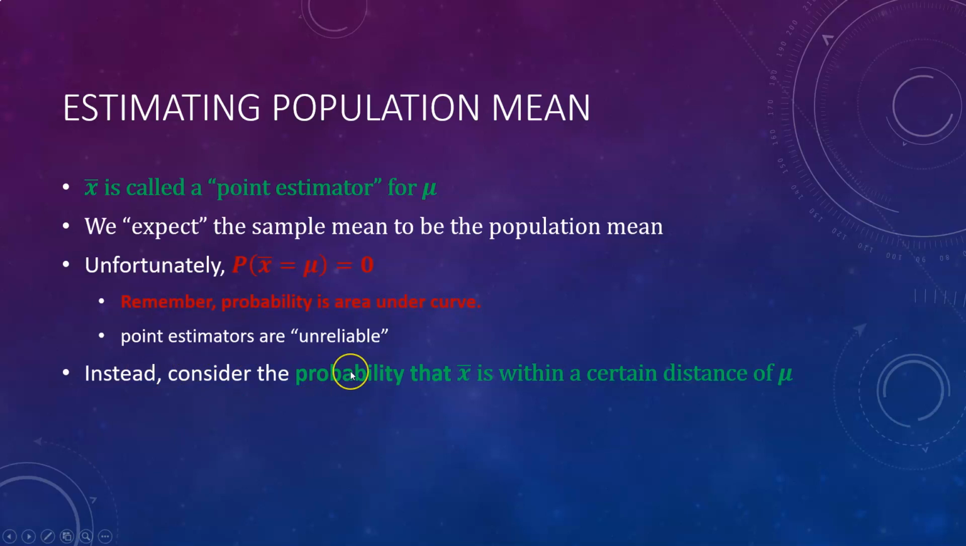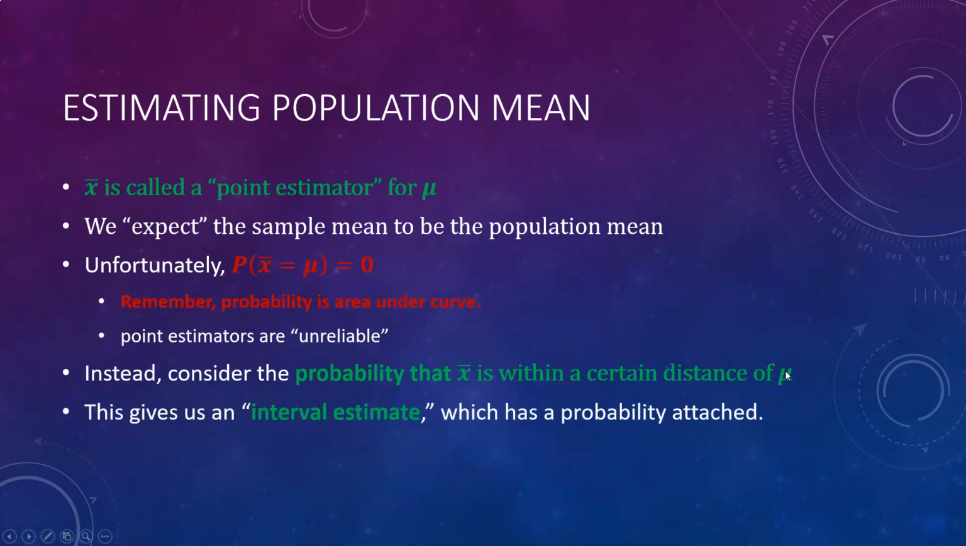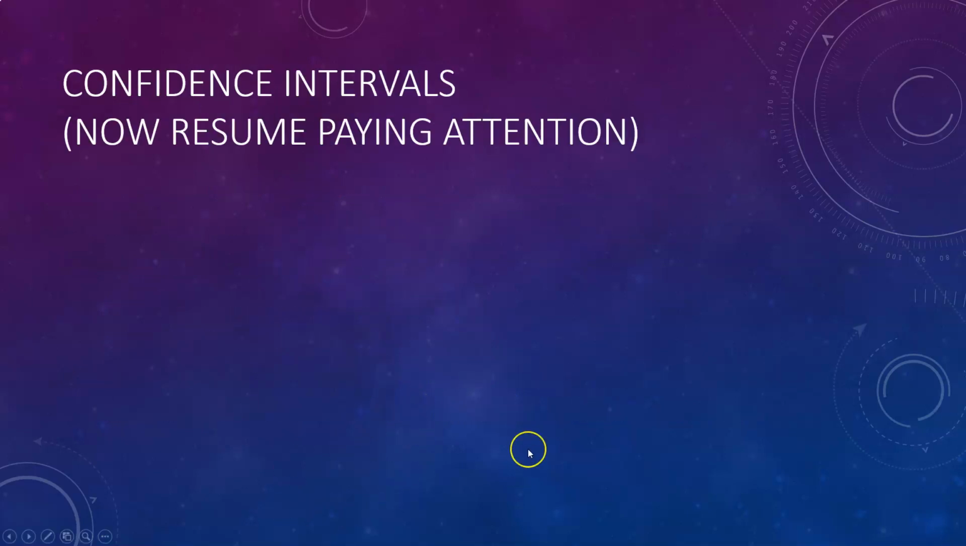Instead, we're going to use probability, and we're going to look at the probability that the mean of our sample is within a certain distance of the mean of the population. This gives us an interval estimate, a range of numbers, a low and a high, and that interval has a probability attached that we will refer to as confidence.